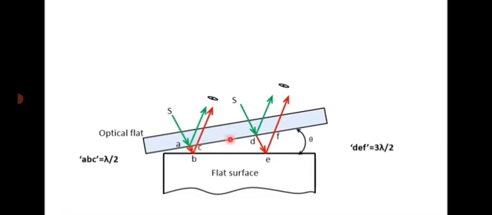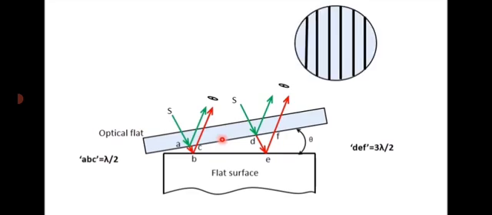So in the middle portion somewhere here, between ABC here and DEF here, the distance will be equal to 2 lambda by 2, that is lambda. In that case, a light band can be seen. So we will get alternate bands of light and dark patches. If the surface is perfectly flat, the fringe patterns will be regular, parallel and uniformly spaced.